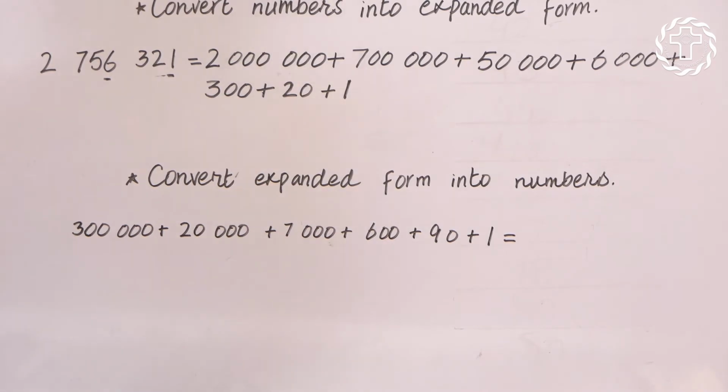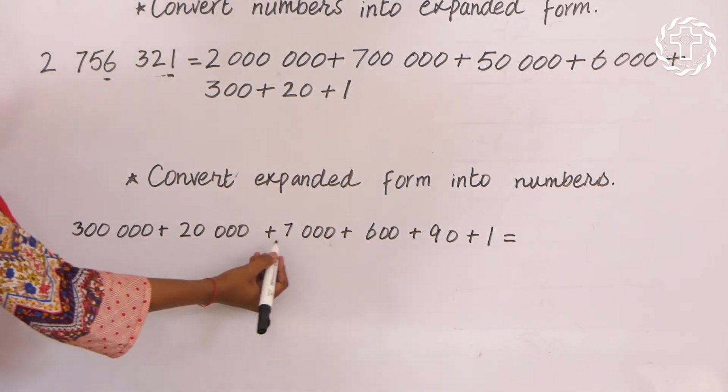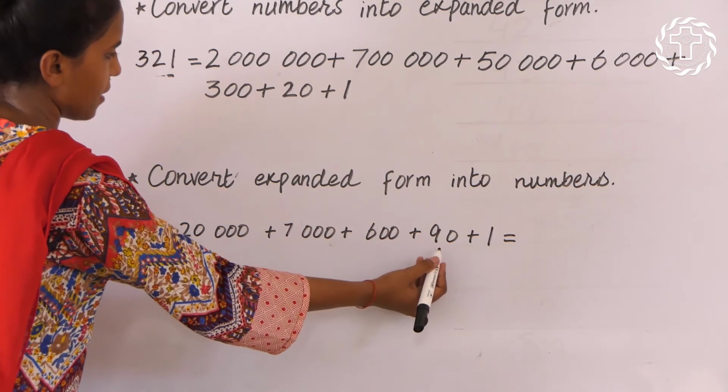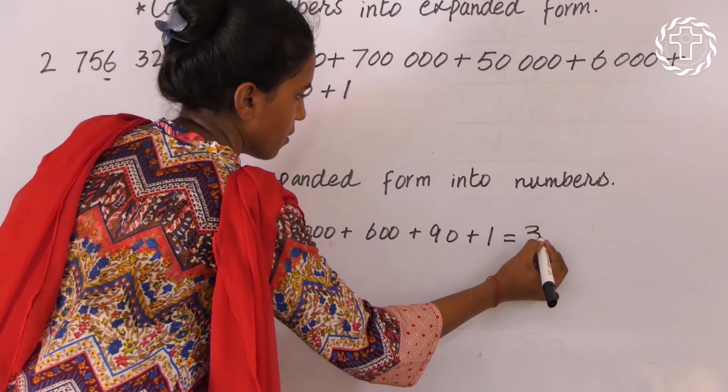Now we will learn how to convert expanded form into numbers. We have 300,000 plus 20,000 plus 7,000 plus 600 plus 90 plus 1. So we will write only the first digits of all the numbers. In the first number, the first digit is 3. So we will write 3 first.